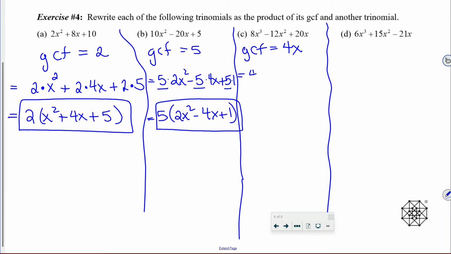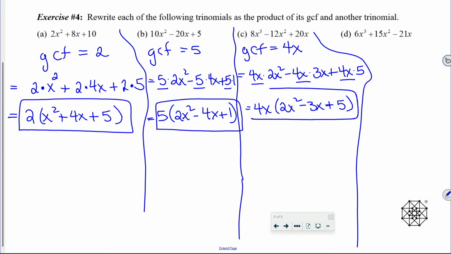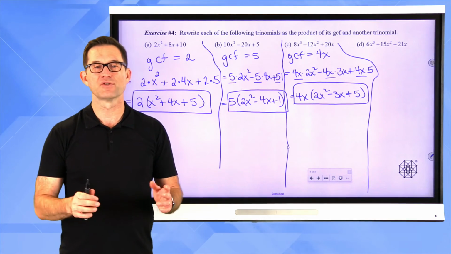Again, this little intermediate step, I'd have 4x times 2x squared minus 4x times 3x plus 4x times 5. Maybe I'll get rid of that line now. I'm not going to have any room left for the last one. We'll deal with that when we get to it. So I've got my 4x, and my 4x. And therefore, we have 4x times 2x squared minus 3x plus 5. All right, easy enough. Why don't you pause the video and give a shot to letter D.